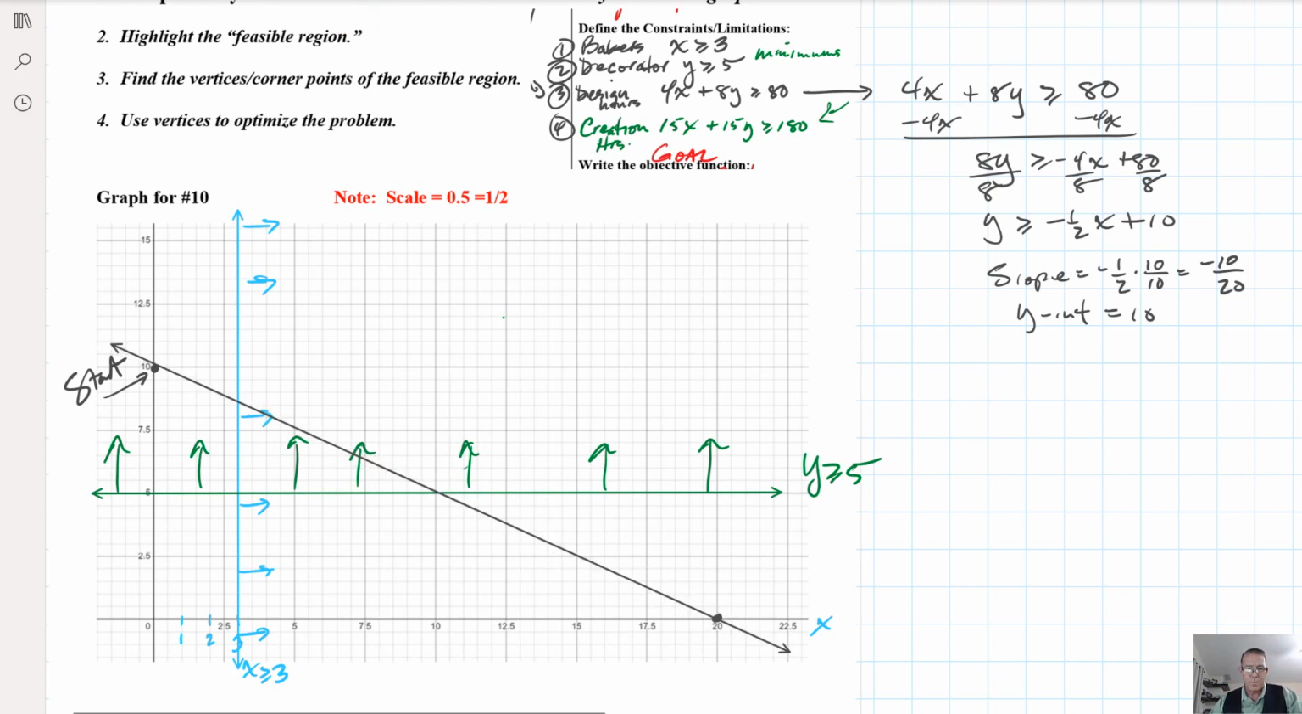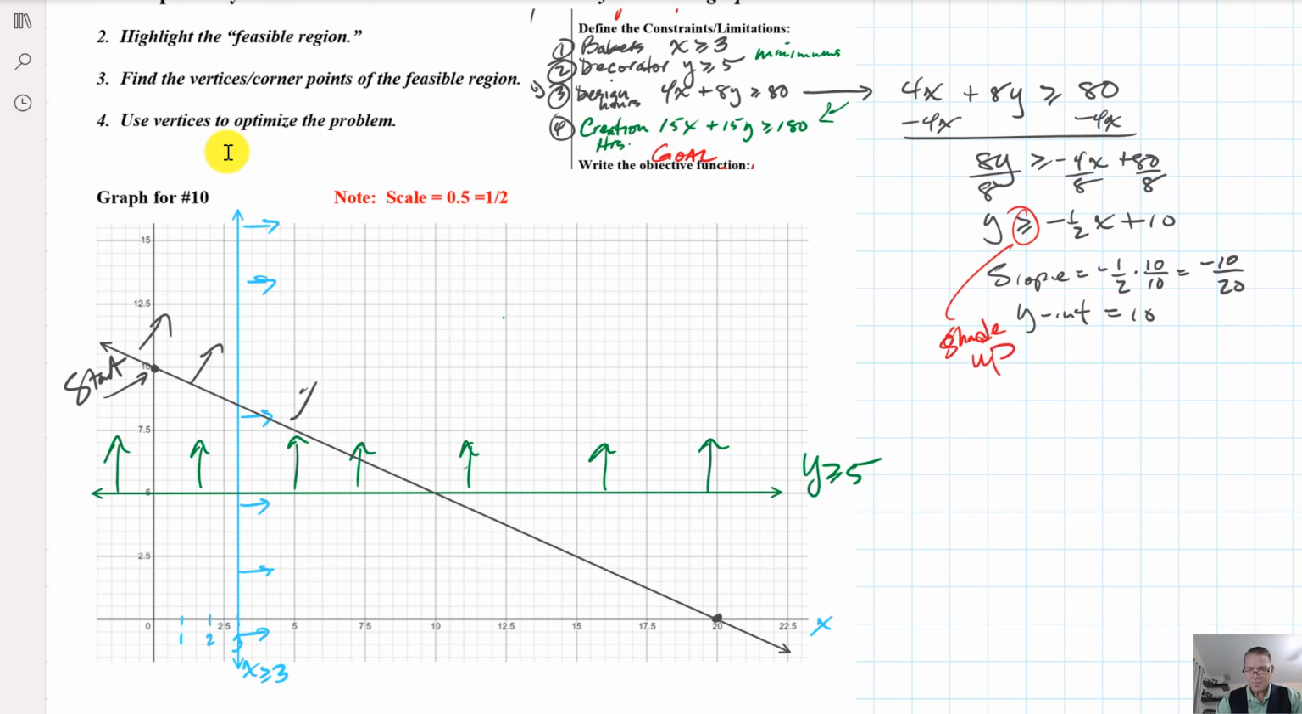So let me adjust this line a little bit. You want to be really accurate on your line because we're trying to find intersection points after this. We've got to find the corner points. And if your line is not drawn correctly, then you're not going to find your corner points correctly. Now, this inequality right here is greater than or equal to. So we shade up. The solutions are above the line. So let's go above the line here.